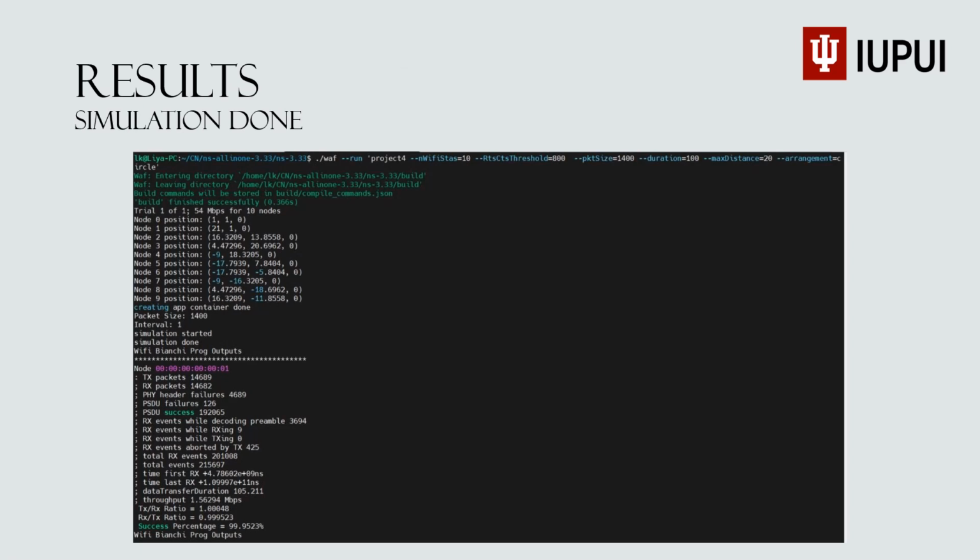Result. This is a screenshot of our simulation getting built. So here we can see the number of Wi-Fi stations that we have taken is 10. The RTS-CTS threshold is 800, packet size of 1400, duration of 100 seconds, maximum distance of 20, and the arrangement is circle. Also, the 10 nodes along with their position is visible, and the TX packets, RX packets along with their ratio can be seen.